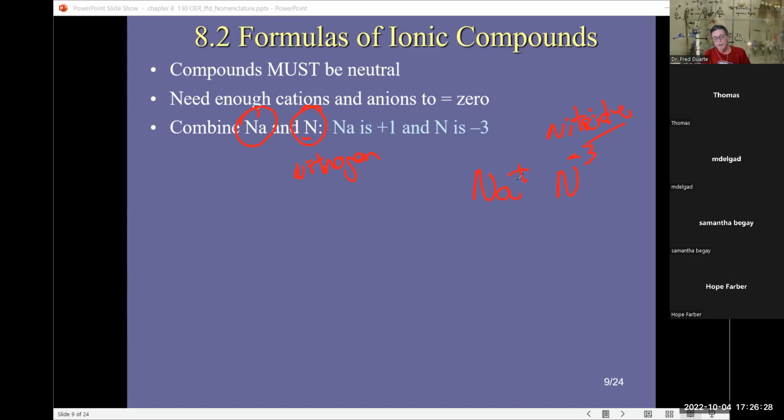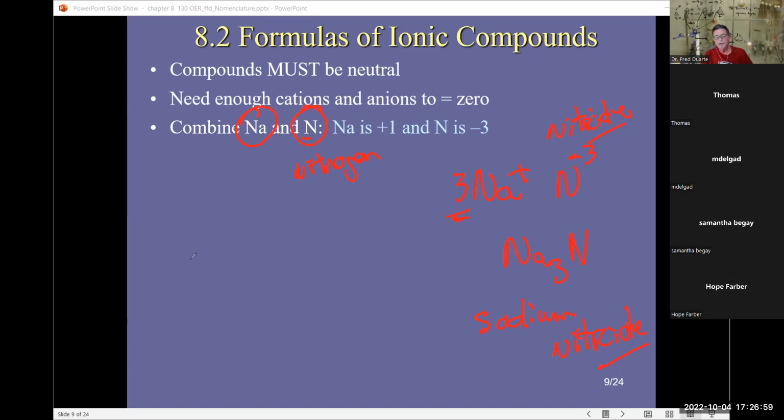So now we have +1 and -3. So that tells me that I need 3 sodiums to counter the -3 charge for the nitrogen. So that 3 becomes a subscript on sodium. So now the formula for sodium nitride is Na subscript 3 N, okay?